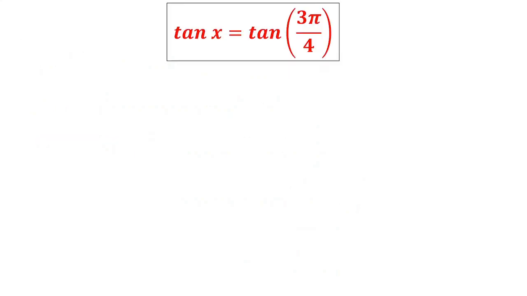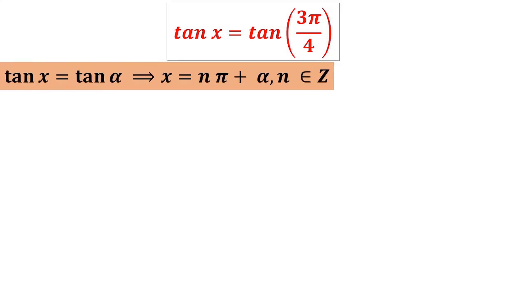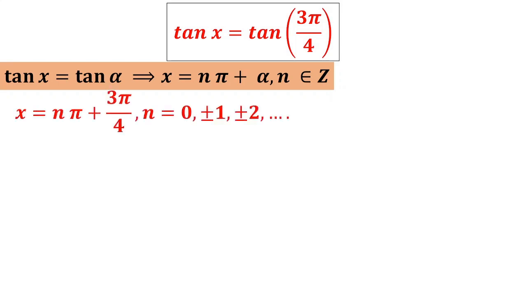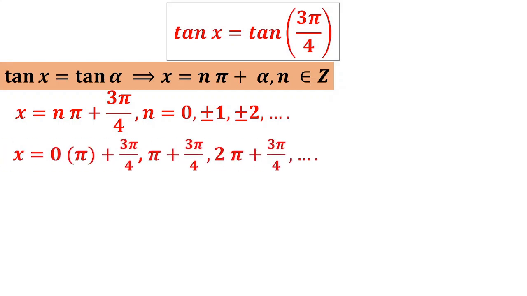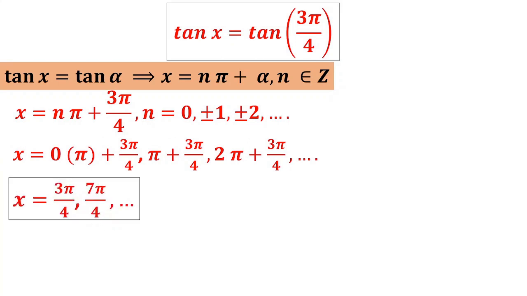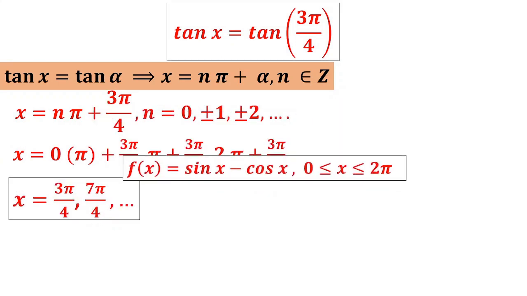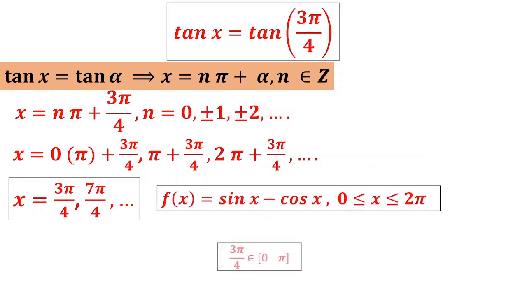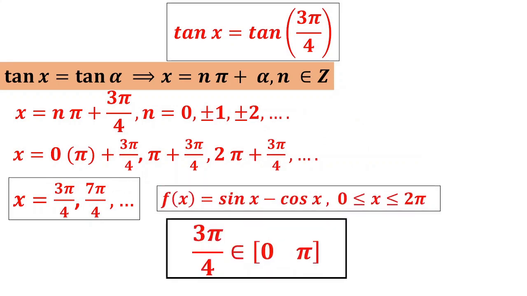Now, by making use of this equation, we have to find the critical points lying in the given interval. For that, I am using the formula: tan x is equal to tan alpha means x is equal to n pi plus alpha, that is n pi plus 3 pi by 4. For what values will I get? These are the values I will get: 3 pi by 4, 7 pi by 4 and so on. But out of them, which values lie between 0 and 2 pi? Only 3 pi by 4 lies there. So 3 pi by 4 lies from 0 to pi. Therefore, you have to be careful.